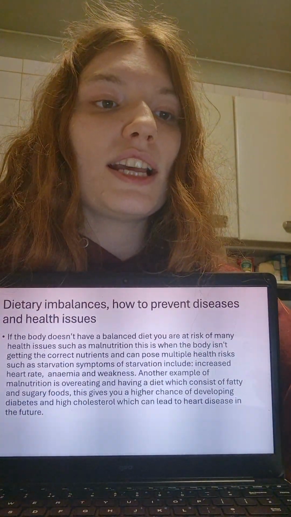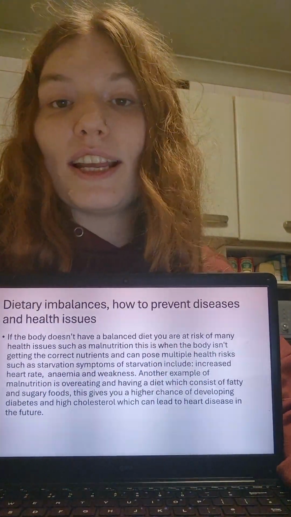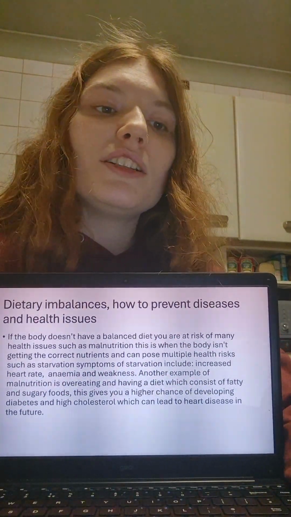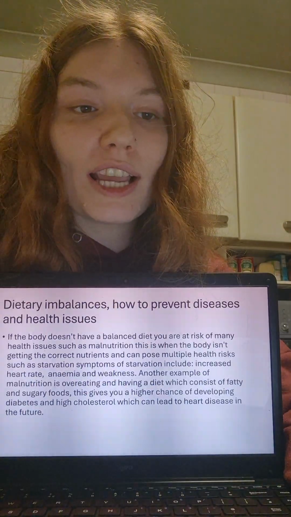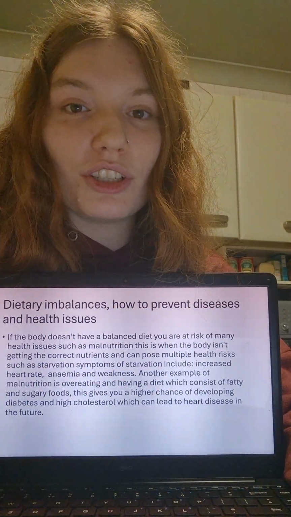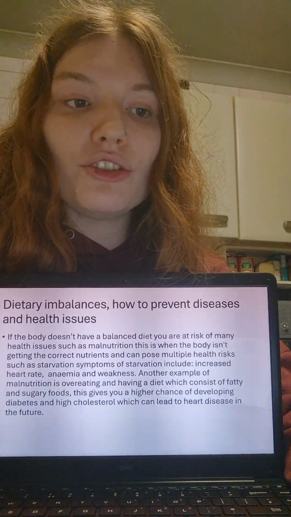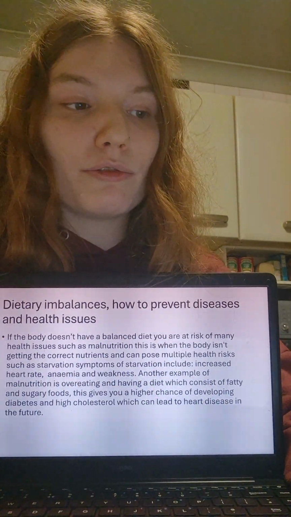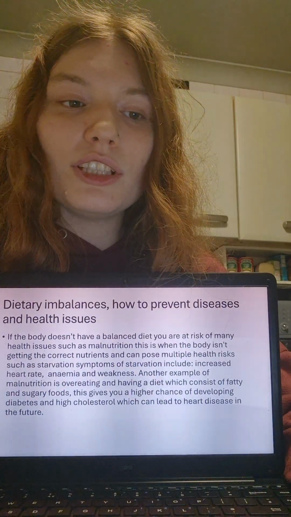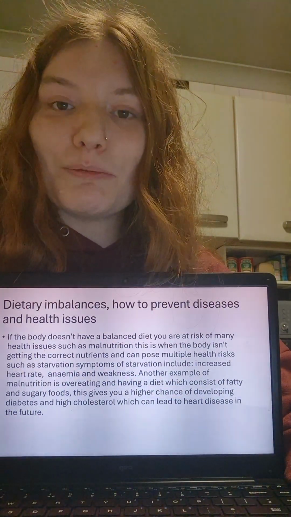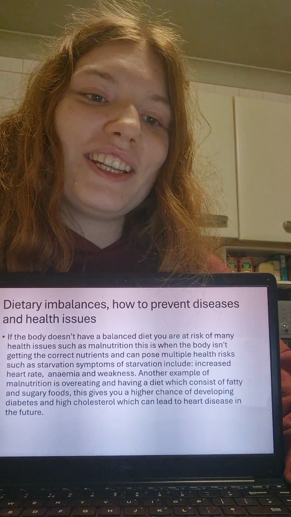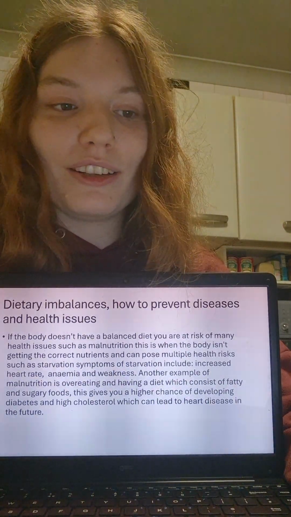Dietary imbalances and how to prevent disease and health issues. If the body doesn't have a balanced diet, you can be at risk of many health issues such as malnutrition. This is when the body isn't getting the correct nutrients and can pose multiple health risks such as starvation symptoms. The symptoms of starvation include increased heart rate, anemia, and weakness.